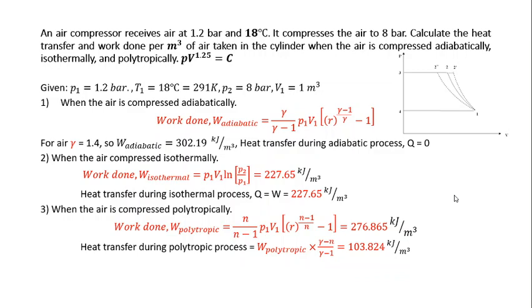The second problem is, an air compressor receives air at 1.2 bar and 18 degrees Celsius. It compresses the air to 8 bar. Calculate the heat transfer and work done per meter cube of air taken in the cylinder when the air is compressed adiabatically, isothermally and polytropically. For the polytropic process, PV raised to 1.25 is equal to a constant. This is the question.